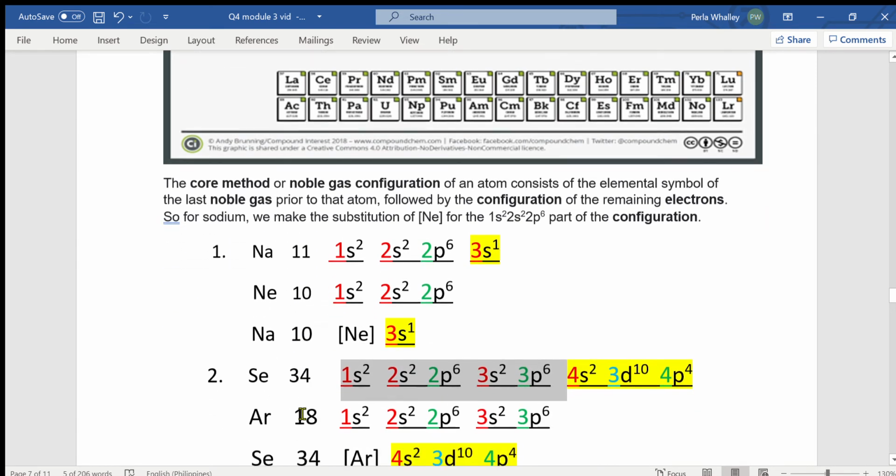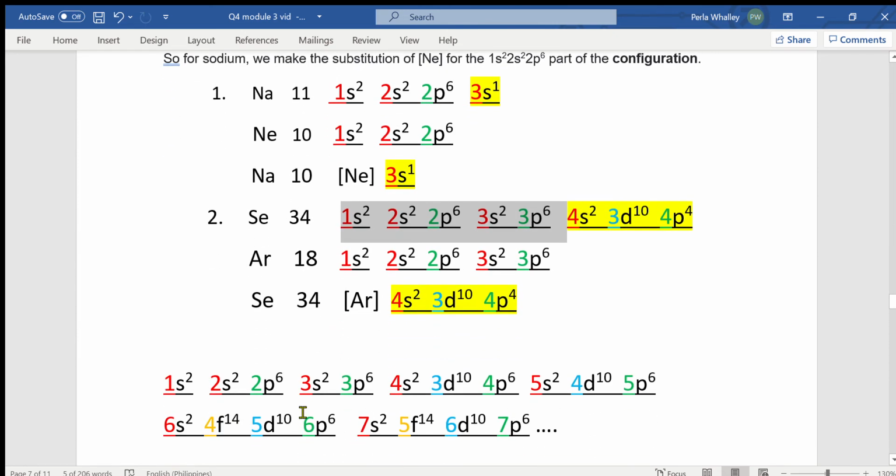We will write the electron configuration. So for sodium, 1s2, 2s2, 2p6, that is already 10. But we need 11, so we will go to 3s2, but 3s2 makes it 12, so we subtract 1, and it becomes 3s1. So this will become 2 plus 2 is 4, plus 6 is 10, plus 1 is 11.